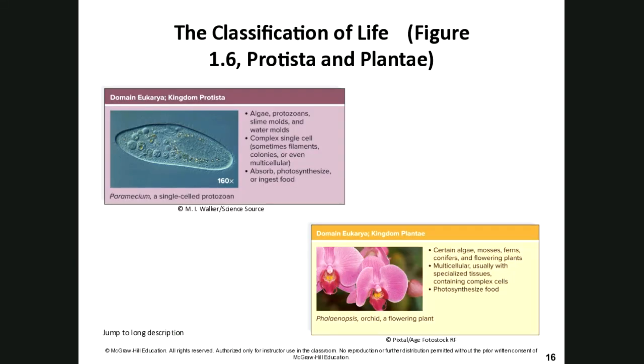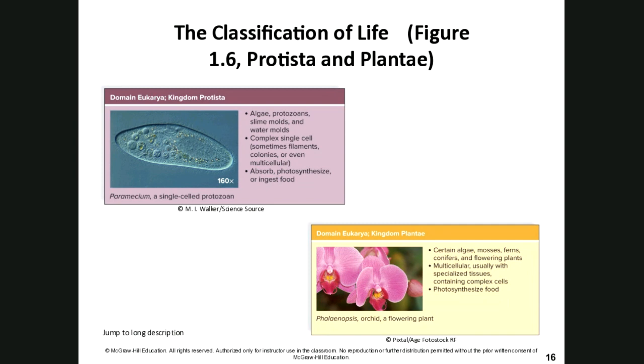On to where we fit, the domain of Eukarya. We have two major classes in that domain. So we have this old kingdom of protists, which would be algae, protozoans, slime molds, water molds, and paramecium. They are single celled, but they can be very complex. They have organelles, they have nuclei. Sometimes they can even be multicellular. They're able to absorb nutrients, or they can undergo photosynthesis, or they can even ingest food. The picture that we have here is a paramecium.